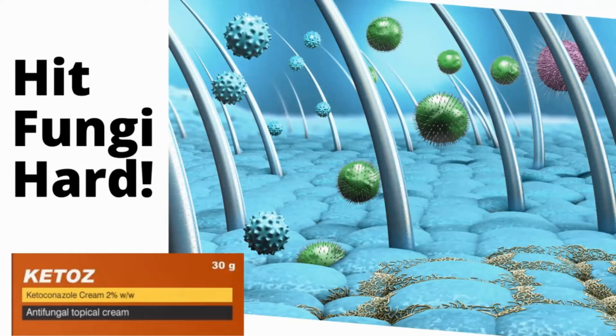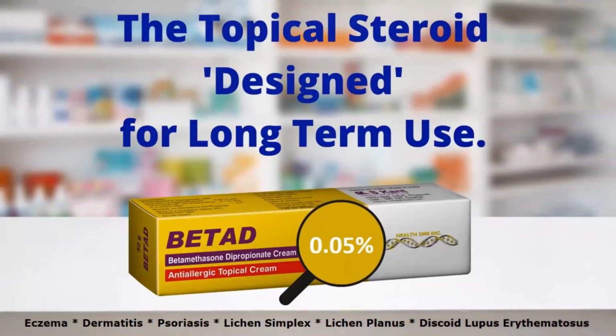H2K Ketos, ketoconazole 2% cream, antifungal, effective for athlete's foot, jock itch, ringworm, certain kinds of dandruff, as well as pityriasis versicolor. H2K Betad 0.05% betamethasone dipropionate cream, beat the itch or eczema. Get quick relief and treat it the right way with Betad anti-allergic topical cream.